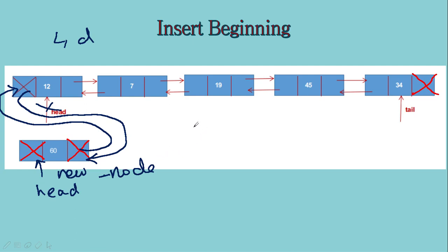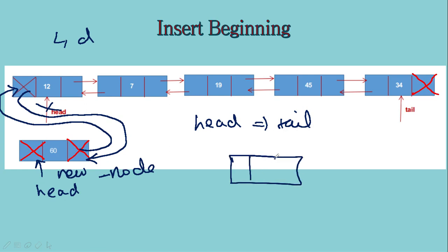The only exception condition that we may have to deal with is when the list is empty. If the list is empty and we are trying to do insert beginning, we have to initialize both head and tail to the new node. We have to make both the head and tail pointers point to the new node, because that is the only node in the list. That will be the first node and that will be the last node as well. So that alone we have to do.